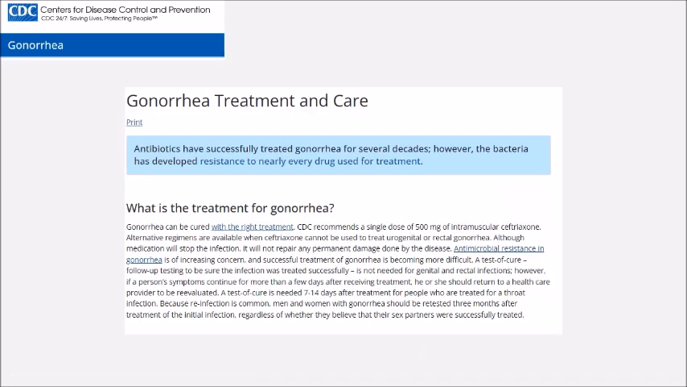The impact of infection can be both symptomatic and asymptomatic. In men, symptoms can be acute inflammation and infection in the urethra causing painful urination. Men can also experience an asymptomatic infection. Women are more likely to experience asymptomatic infection. However, if they do have symptoms, it could look like dysuria, increased vaginal discharge, or vaginal bleeding between periods.